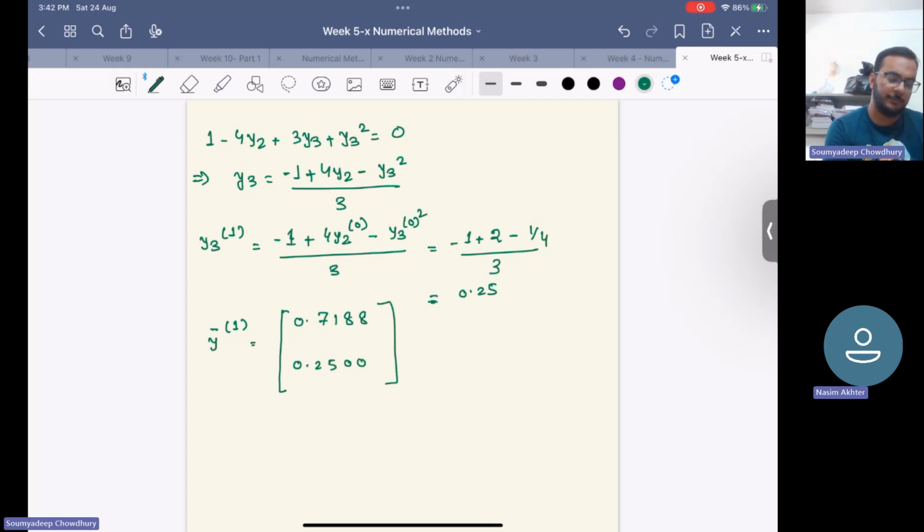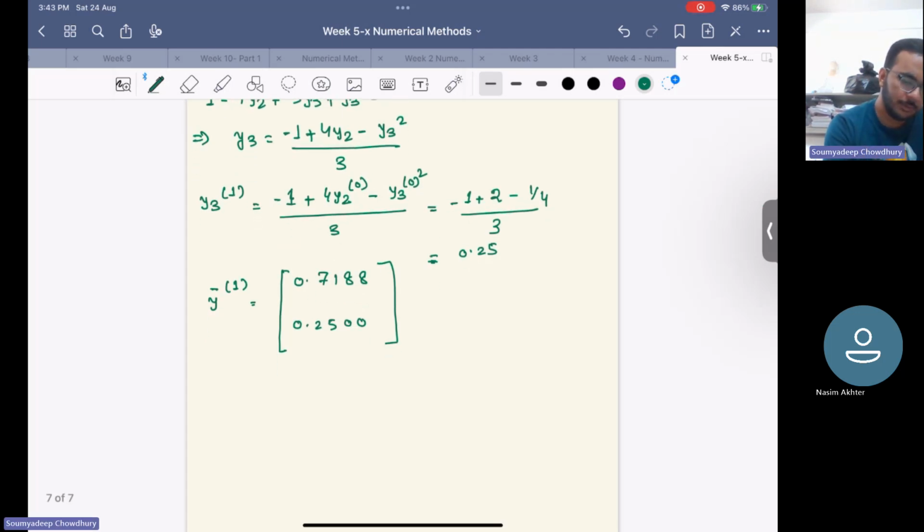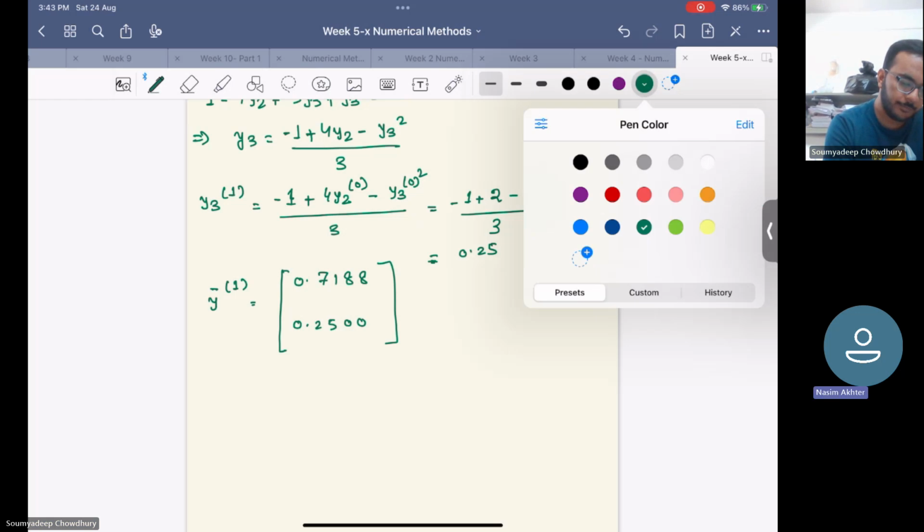Is it minus? No, sorry. Okay, it's 0.25, yes. Ah, it is 0.25. Okay, this is at the first step, right? So now we will do one more iteration.